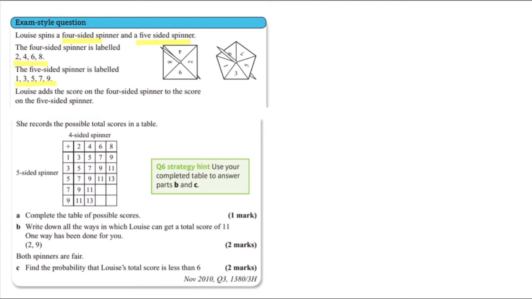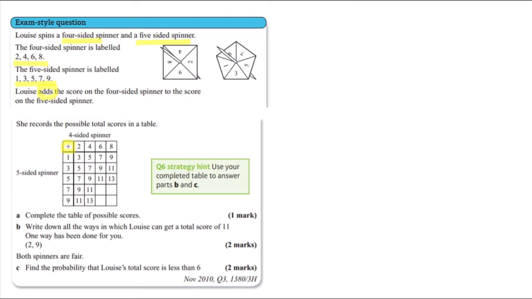Lewis adds the score on the 4-sided spinner to the score on the 5-sided spinner. So the relation between them is adding them together, and here they have shown that as well. She records all the possible outcomes, and the first part is to fill in the table.